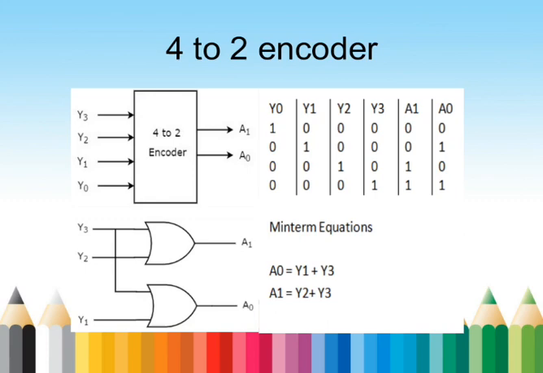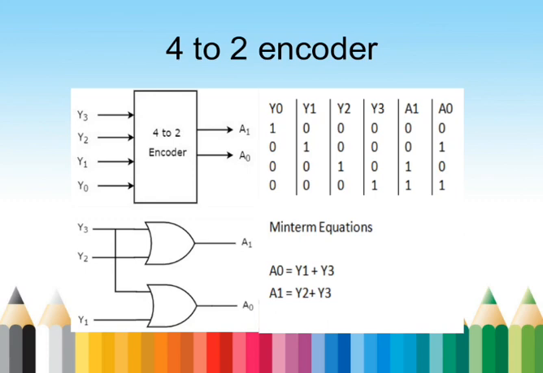Y0, Y1, Y2, and Y3 are enabled only one at a time. First, input line Y0 is enabled; at that time the output is 0, 0. When Y1 is enabled, the output is 0, 1. When Y2 is enabled, the output is 1, 0. When Y3 is enabled, the output is 1, 1. So identifying the outputs A0 and A1 is easy.